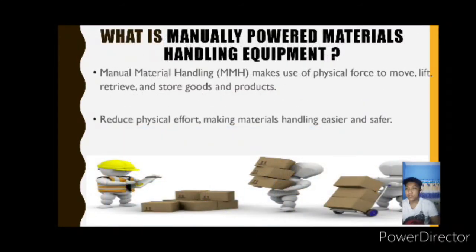What is manually powered materials handling equipment? Manual materials handling makes use of physical force to move, lift, retrieve, and store goods and products. Usually, organizations have to rely on human or animal labor. For manual handling, lifting, lowering, pushing, pulling, carrying, holding, or restraining are all the activities associated with manual handling. Next is to reduce physical effort, making materials handling easier and faster.